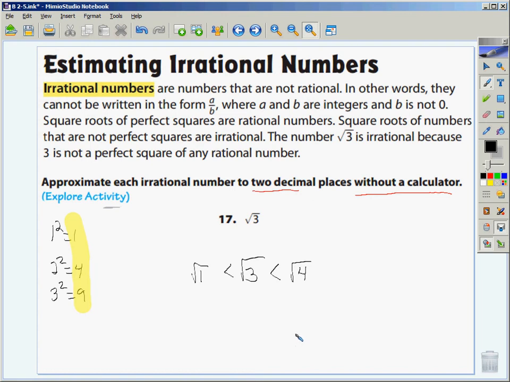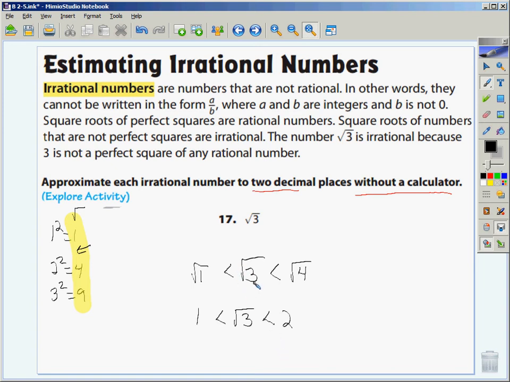Everybody with me that far? I went to this part of the list, because this would be the square root side. And I picked a number that was less than and a number that was greater than. Where did it fit in between? Well, the square root of 1 is 1. And the square root of 4 is 2. So I now know my number is between 1 and 2.